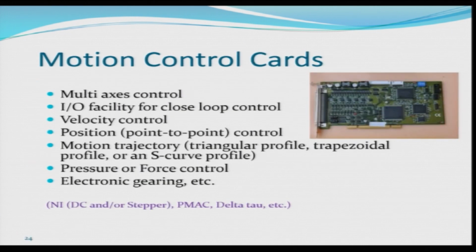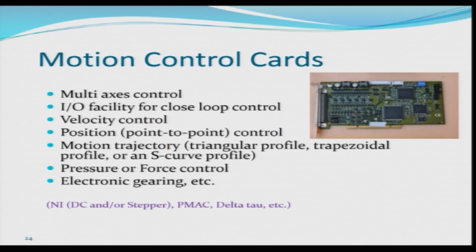So, this is the hardware which we will be using. This is a motion control card which has multi-axis control. It supports 8 servo or stepper motors at a time. I/O facility for closed loop control is available. Velocity control is also possible. Position, that is point to point control, is possible.